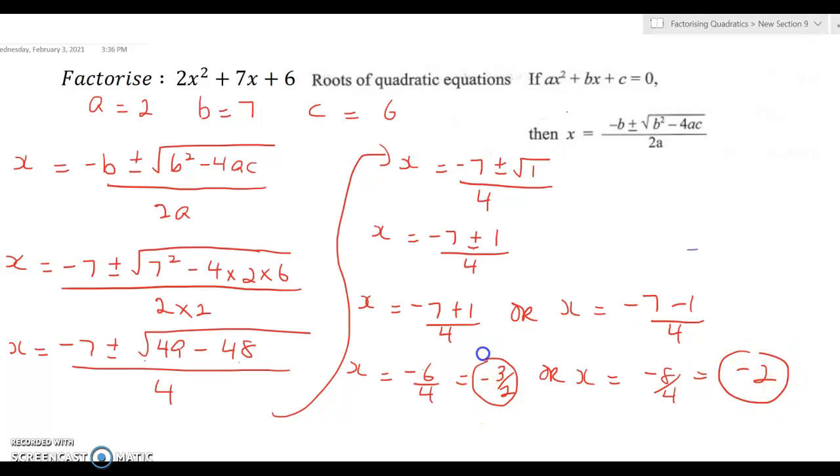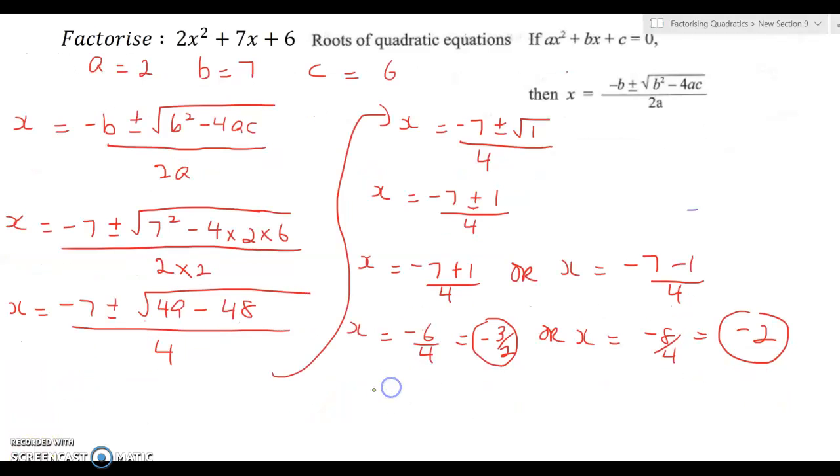Now let me, similar to when we did it just now, show how to get our factorized form. So you put your two brackets, right? My first bracket will be x. Remember, you have to change the sign of this minus 3 over 2. It becomes plus 3 over 2. And the next bracket, x, the minus 2 will become plus 2.